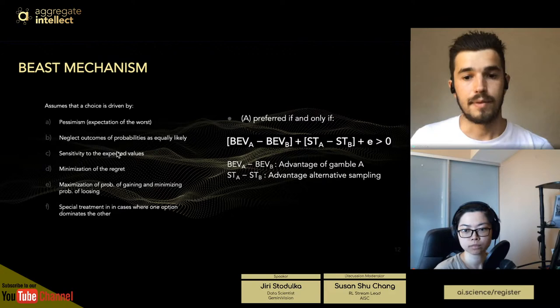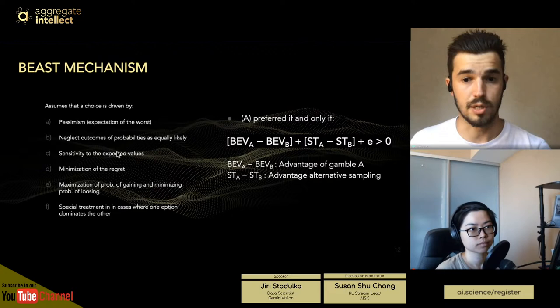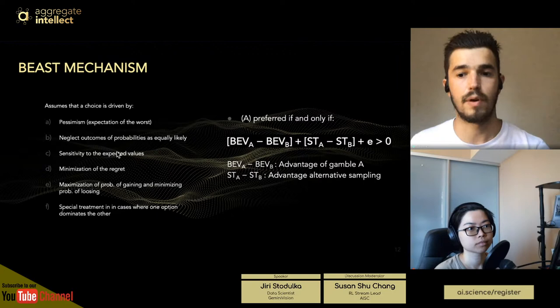And according to this model, imagine a gamble with two choices. A gamble A will be strictly preferred to gamble B if and only if this equation holds, where the first term is the advantage of gamble A over gamble B based on their expected values. And the second term is the advantage based on the sampling technique.